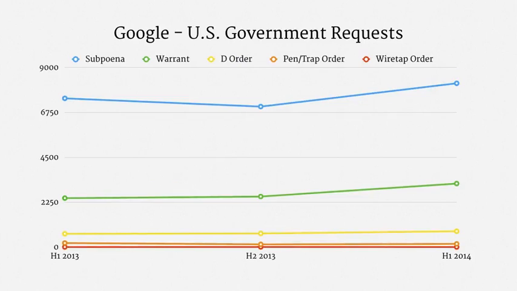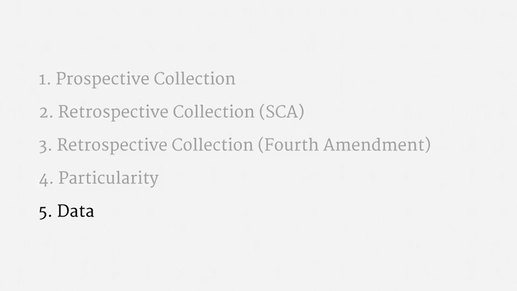And here's the breakdown of the different types of government process that have been served on Google. Subpoenas are, once again, the most popular tool. Interestingly, warrants are used much more often than D-orders, even though D-orders are easier to get. The conventional wisdom is that by the time investigators have reasonable articulable suspicion for a D-order, they likely already have probable cause. So if investigators are going to ask a judge for permission, they might as well get the full warrant.